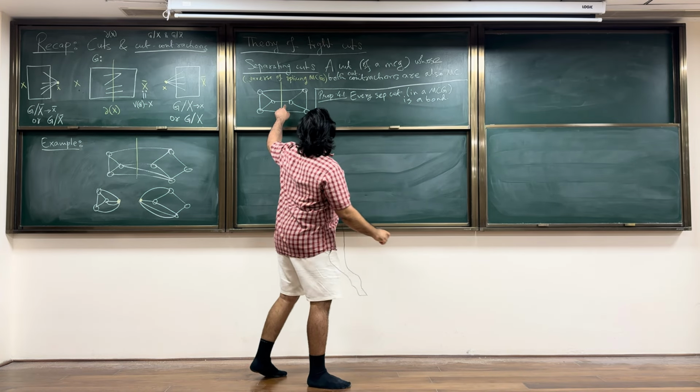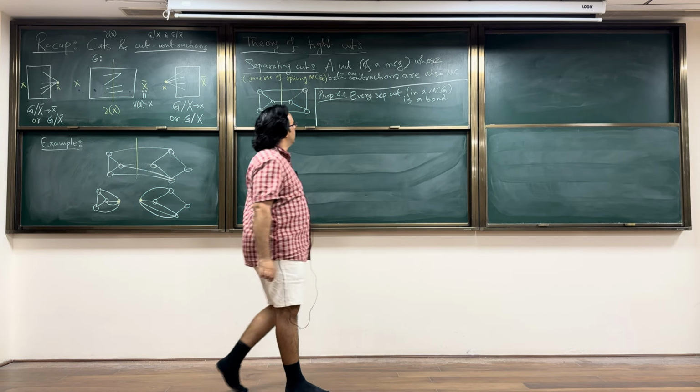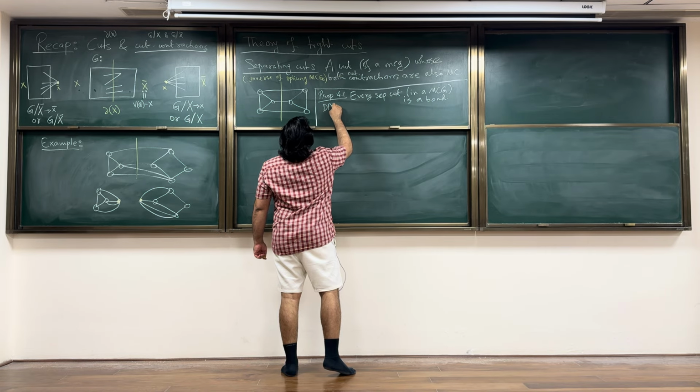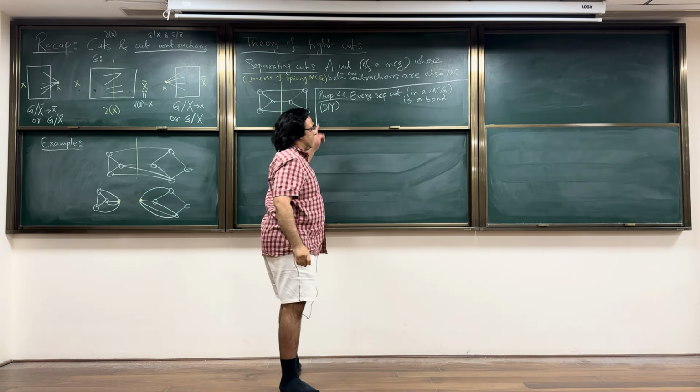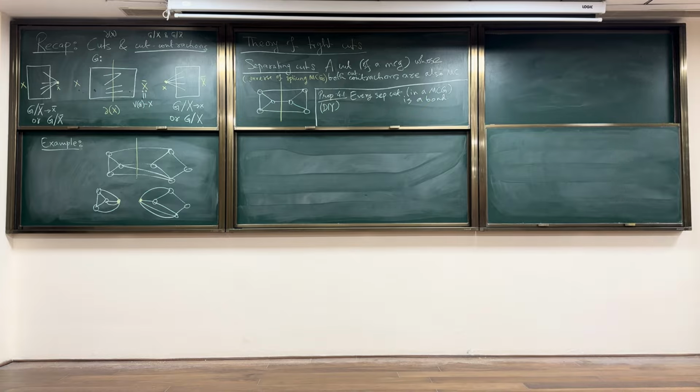So both the shores should induce connected subgraphs, right? That's what a bond is. Good, so that's easy. That is a DIY. I think I'd given earlier the same DIY for tight cuts, but this is more general because separating cuts are more general.